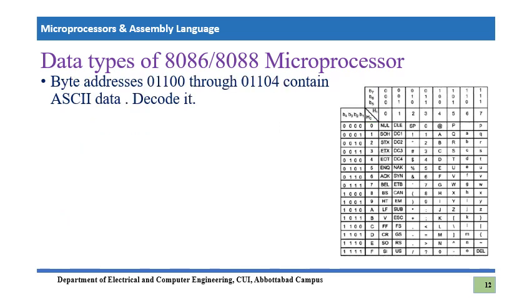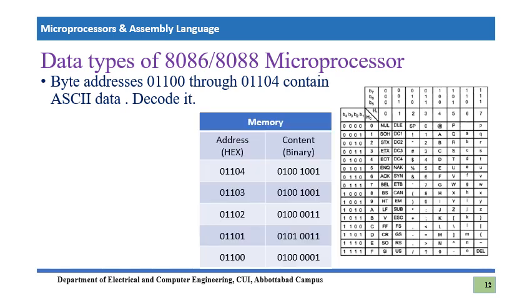So in this slide we are going to deal with an ASCII decoding example. The data is stored in memory locations, five different locations, and each of them contains 8 bits of information. We are given that it is in ASCII, so let's decode it.